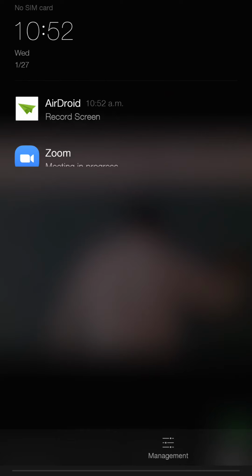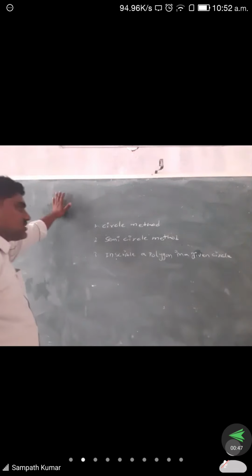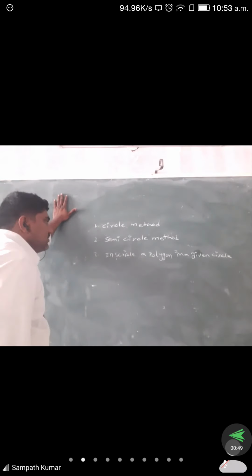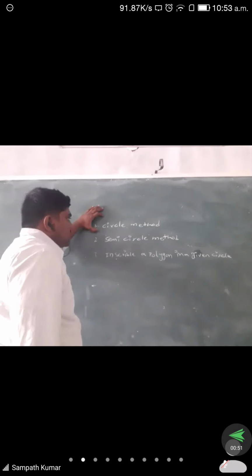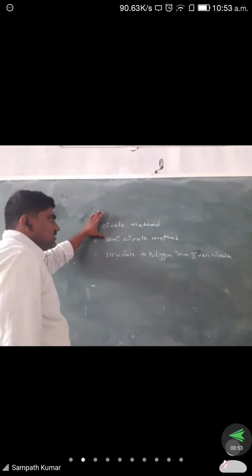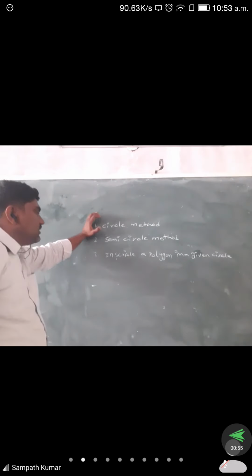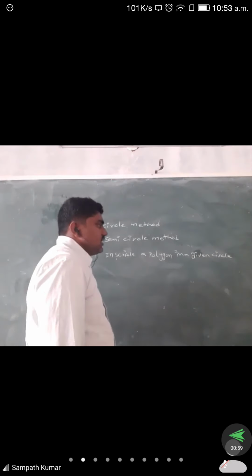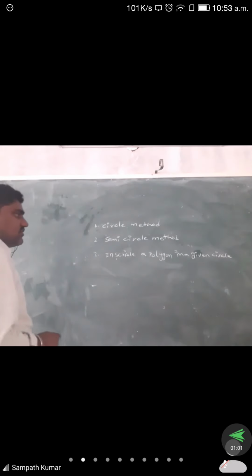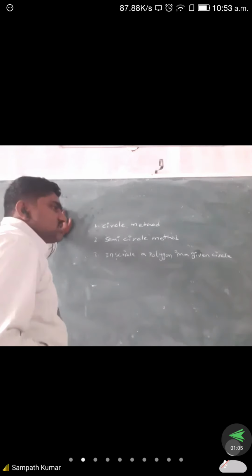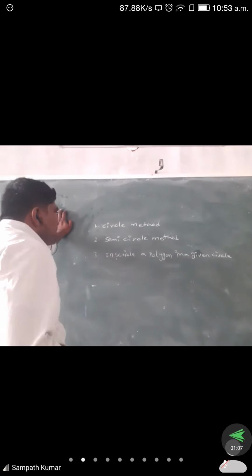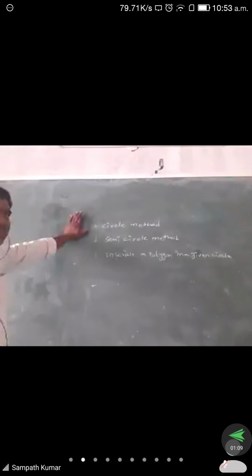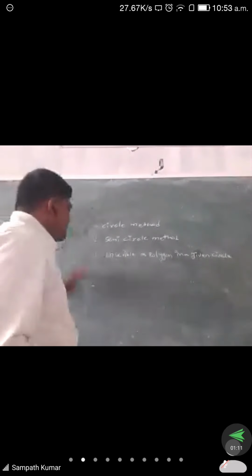Okay, there are three methods. We are given the circle radius and we are to inscribe a polygon in a given circle. First one is the circle method, second one is the semicircle method, and third one is inscribing a polygon in a given circle. By using the circle, we have to inscribe the polygon in it. The first one we already discussed in the previous class, that is the circle method.